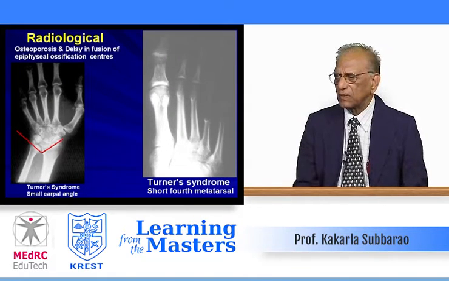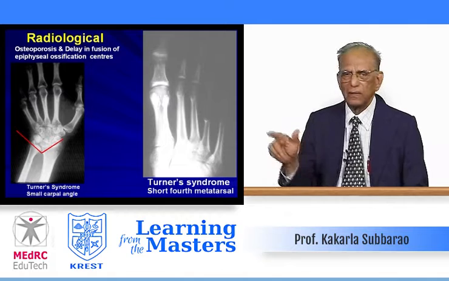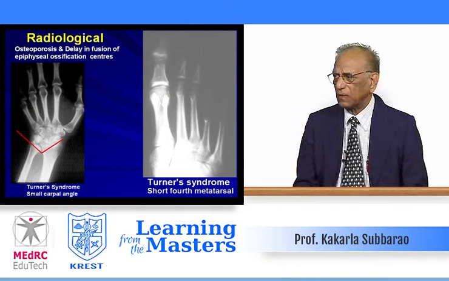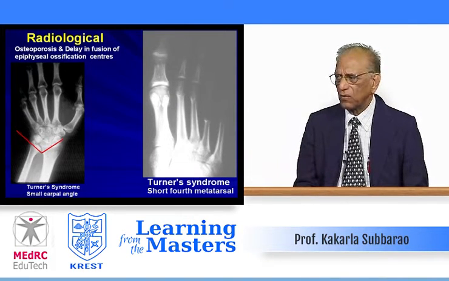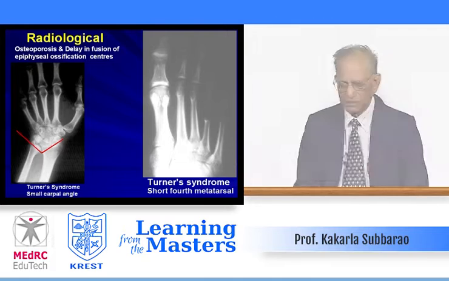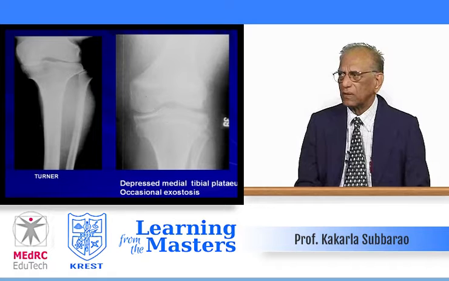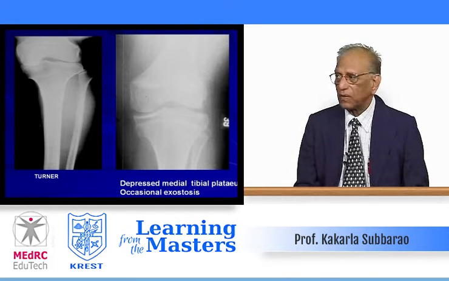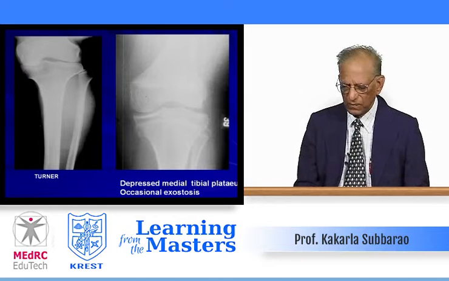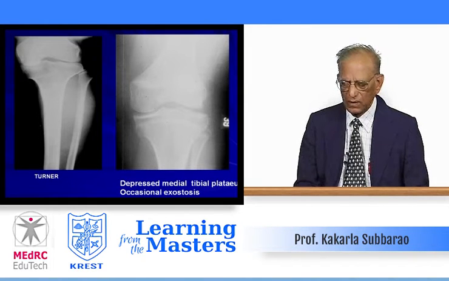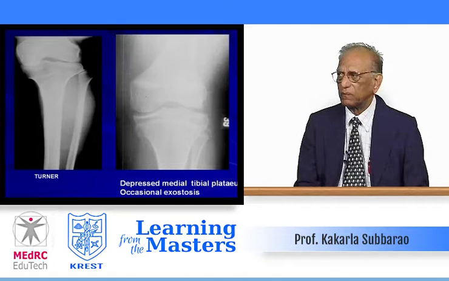Osteoporosis, and look at the wrist, small carpal angle or acute carpal angle. And in the feet also you find short 4th metatarsal. In Turner syndrome, look at the knee, the medial femoral condyle is hypertrophied and big with the depression of the medial condyle of the tibia. Occasional exostosis on the medial side of the tibia is also noted.